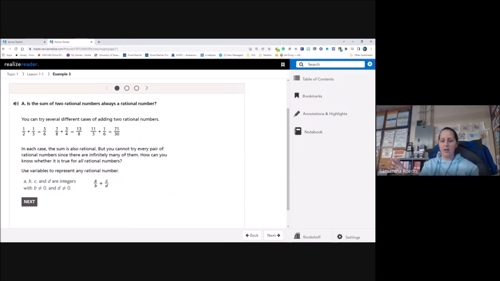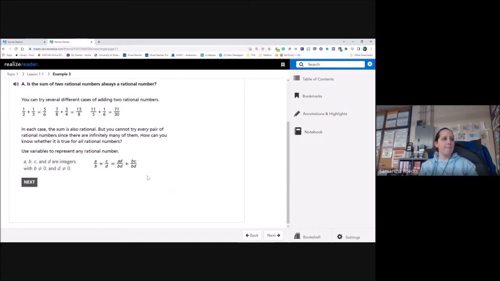There's infinitely many integers as well. Okay. So with B not equal to 0 and D not equal to 0. Okay. Because we're going to set them up as rational numbers. All rational numbers can be written as fractions. So I have A over B plus C over D.